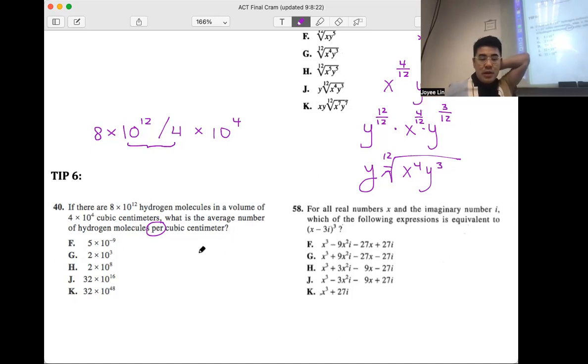Awesome. Okay, so hydrogen molecules per cubic centimeter. So you have two ways of doing this, right? You either put this in parentheses and parentheses like that and write it that way, or you do your alpha F1 function, right? You do the alpha fraction, right? And then write it like this, right? 8 times 10 to the 12th over 4 times 10 to the fourth.